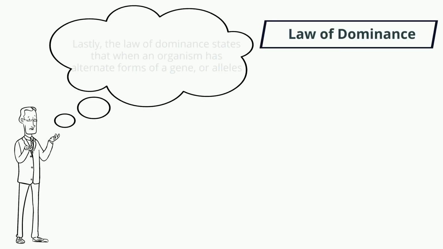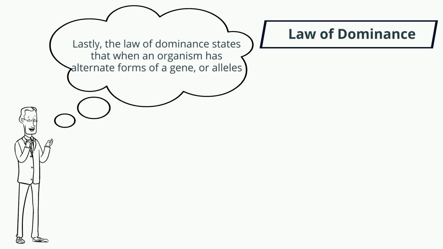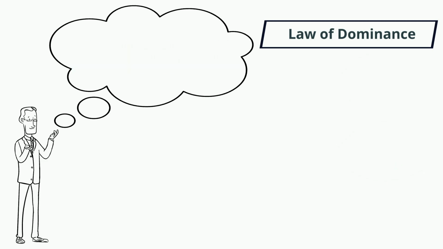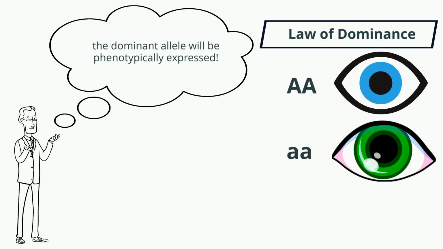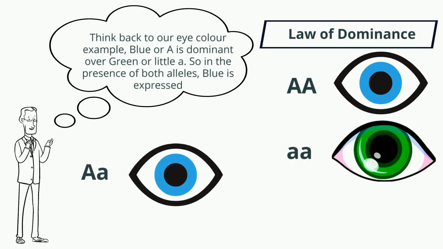Lastly, the law of dominance states that when an organism has alternate forms of a gene, or alleles, the dominant allele will be phenotypically expressed. Think back to our eye color example. Blue, or big A, is dominant over green, or little a, so in the presence of both alleles, blue is expressed.